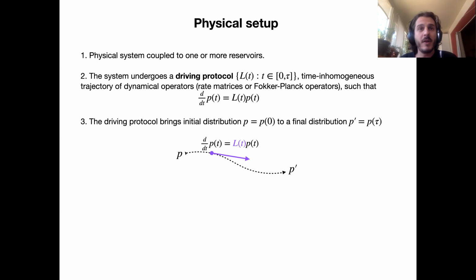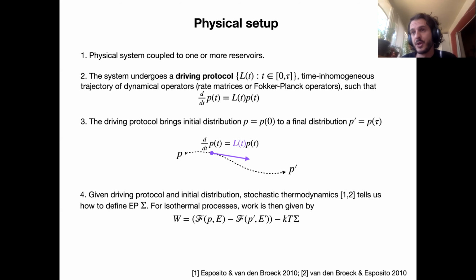Okay, so given a driving protocol and initial distribution, we know how to define and calculate entropy production, which I write as sigma, using tools of stochastic thermodynamics. And we can also calculate the work as the drop in the non-equilibrium free energy minus the dissipated work, which in this case is kT times sigma.